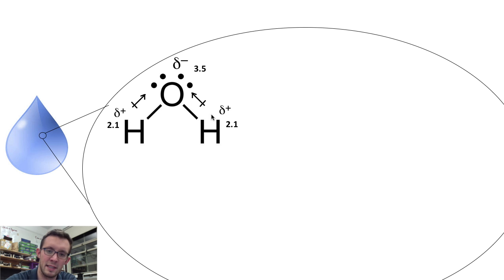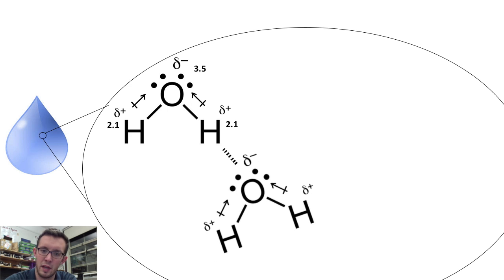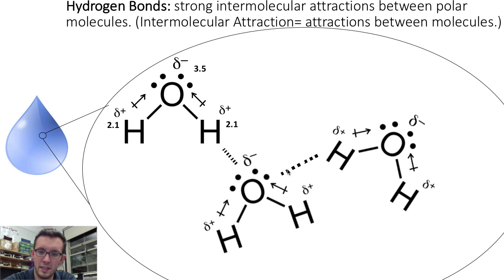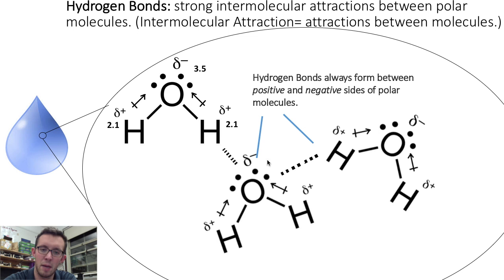Now, what's interesting about this process is that these slightly positive and negative ends of the water molecule are able to attract other water molecules and form connections with those molecules. We call these connections that form between water molecules hydrogen bonds. And we say that those are intermolecular attractions because they're attractions that occur between separate molecules. Intermolecular literally meaning between molecules. And what you'll notice about these hydrogen bonds is that they always form between the positive and the negative sides of 2 separate molecules because the opposite charges are attracting.